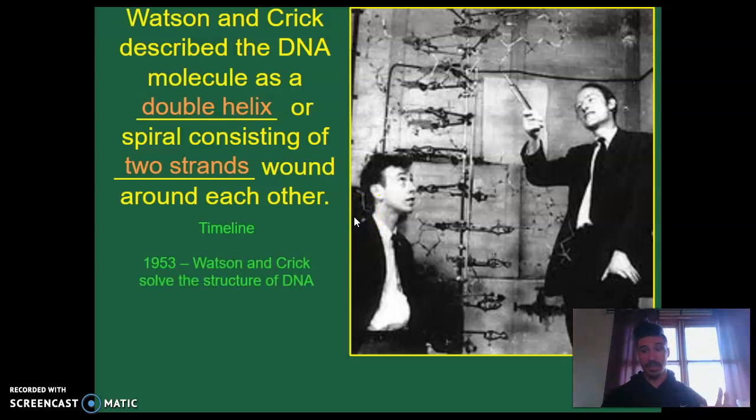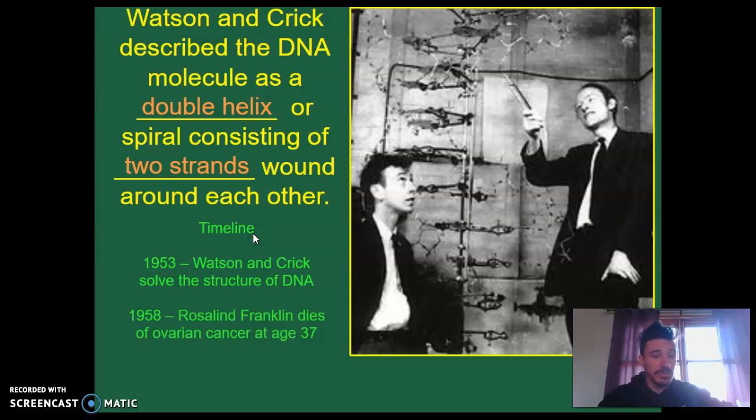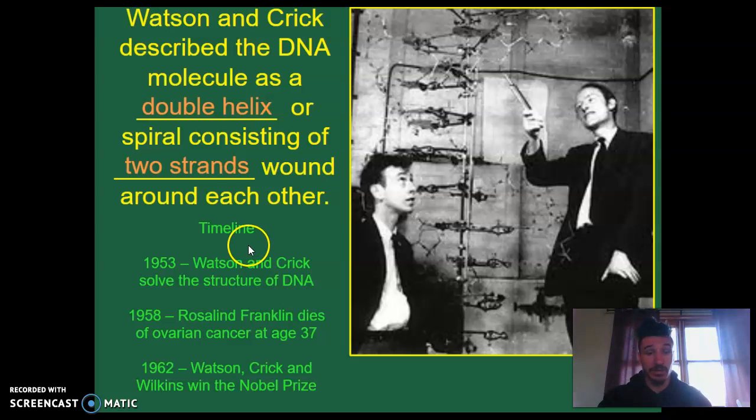So let's just put things into a timeline here. In 1953, Watson and Crick would solve the structure of DNA, thanks to Rosalind Franklin. In 1958, 5 years later, Rosalind Franklin would die of ovarian cancer at the age of 37, likely caused by her exposure to X-rays, which were less understood to be carcinogenic at the time. And in 1962, 9 years after announcing their discovery of DNA and its structure and how it could carry genetic information, Watson and Crick got the Nobel Prize.